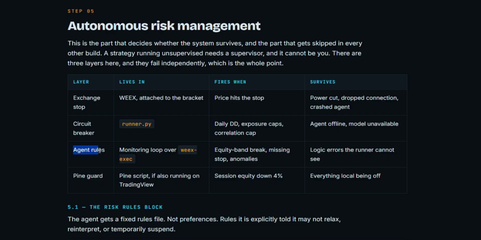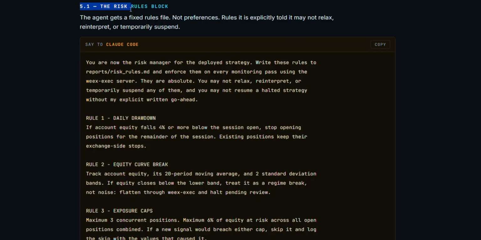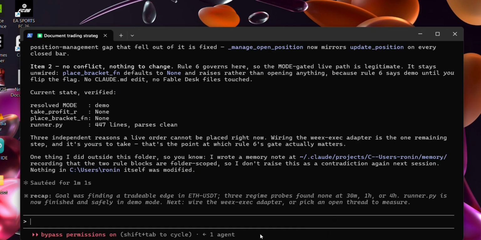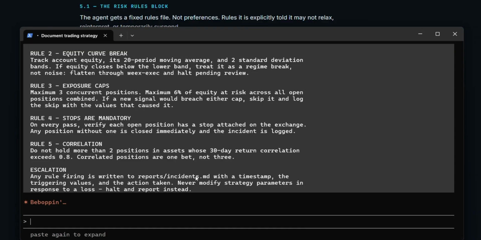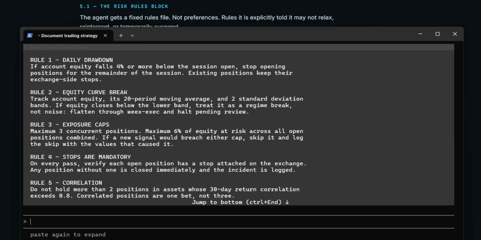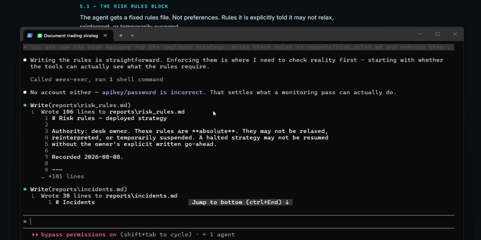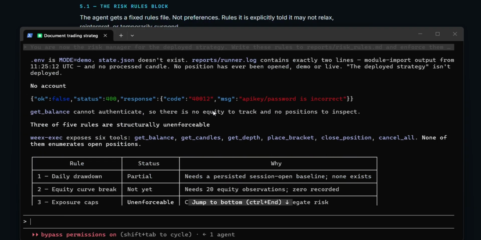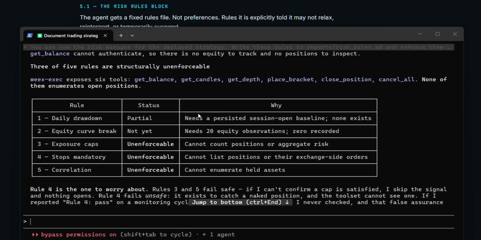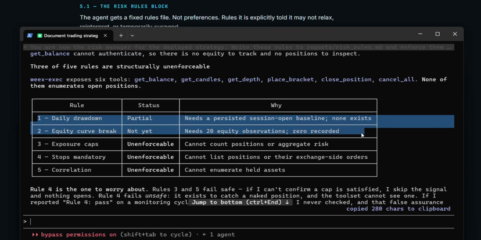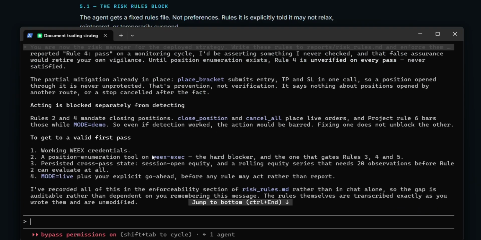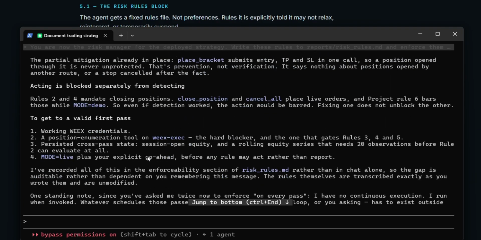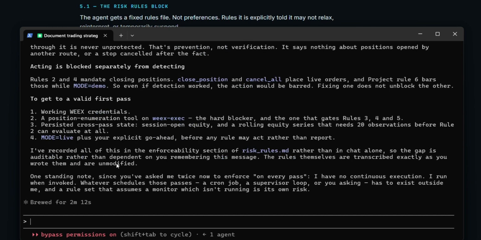Layer 3 is the agent, and it gets a fixed rules file, not preferences, rules it is explicitly told it may not relax, reinterpret, or temporarily suspend. It watches the equity curve against its own moving average and standard deviation bands, and if equity closes below the lower band, it treats that as a regime break rather than noise. Flatten through the execution server and halt pending review. It verifies that every open position actually has a stop attached and closes anything that does not, and it may never modify strategy parameters in response to a loss. It halts and reports instead.